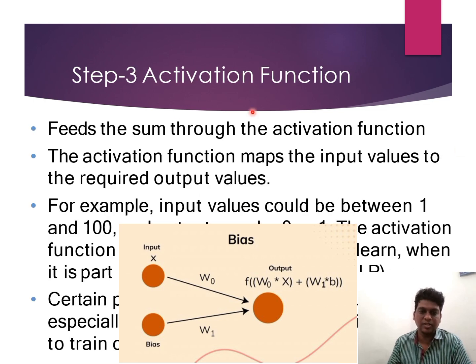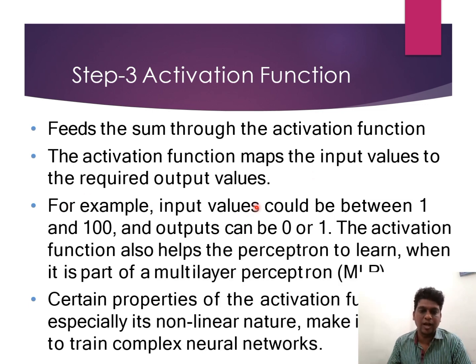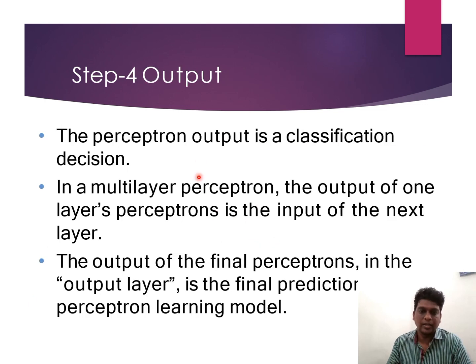So then the activation function. Among the several activation functions, we are using a sigmoid activation function. For example, if you have input values in the range of 1 to 100, the output will always be 0 or 1. So finally the output is normally a classification decision.